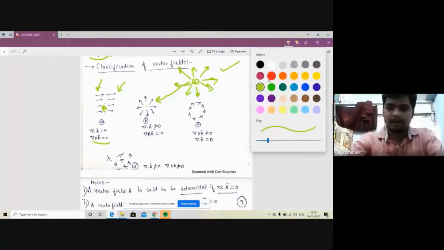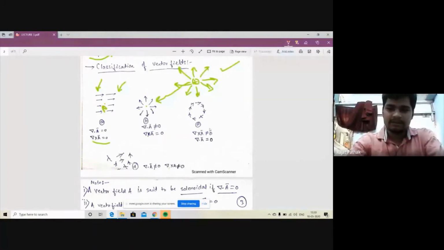Okay. The third point is here. What is the third point? These are the field lines. The field lines are like that. It is shown in the figure. So here the divergence is 0.